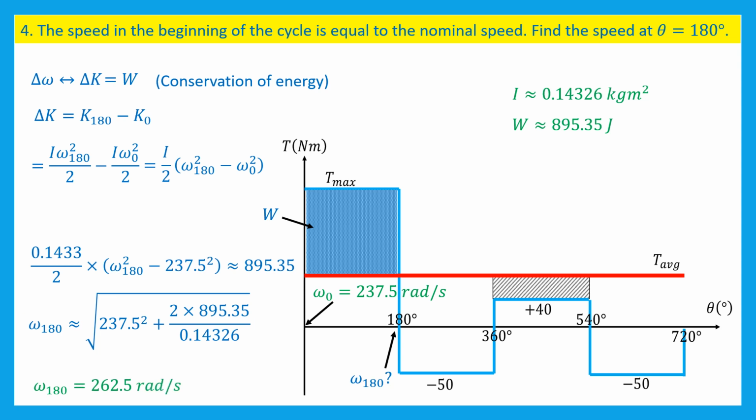262.5 radians per second. This value is 5% higher than the nominal speed. It is quite expected as the speed fluctuation coefficient is equal to 0.1, or 10%.